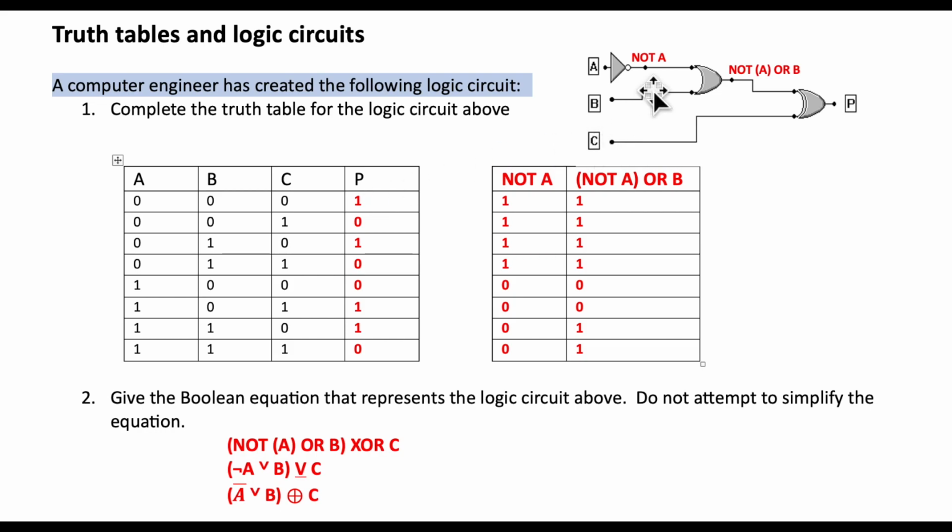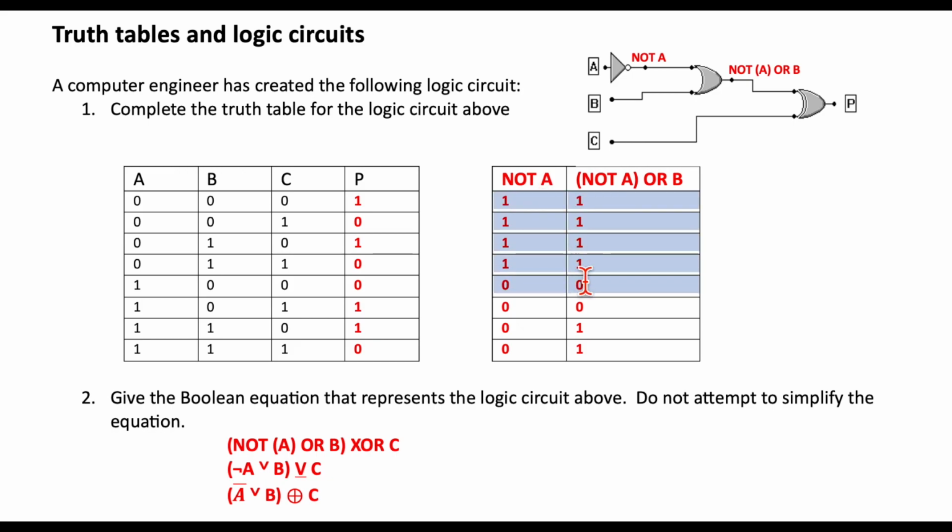So to help the understanding of the circuit, I put these intermediary labels on the circuit. So the output of this NOT gate is NOT A, and the output of the OR gate is NOT A ORed with B. So I've created these additional columns on the side of my exam table. So NOT A column would represent the data value at this point in the circuit. The NOT A ORed with B column would represent the data coming out of the OR gate at this part of the circuit.